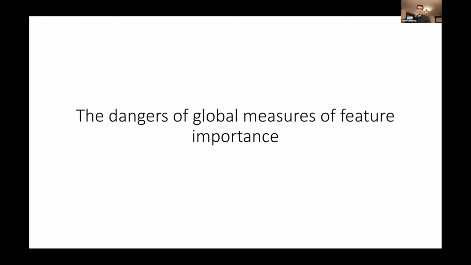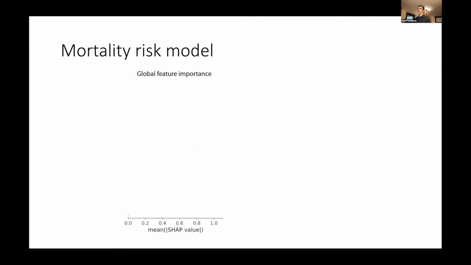Okay, so I'm going to move from one danger to another, I guess. This is one about global measures of feature importance. So the first one was about, well, shouldn't I just use a simple model? Well, maybe, but you should be very careful about the downsides of that. The second one is here about global feature importance.